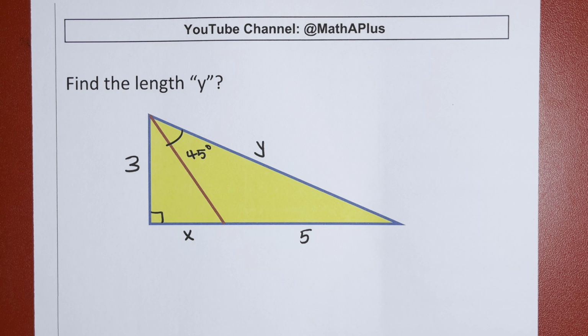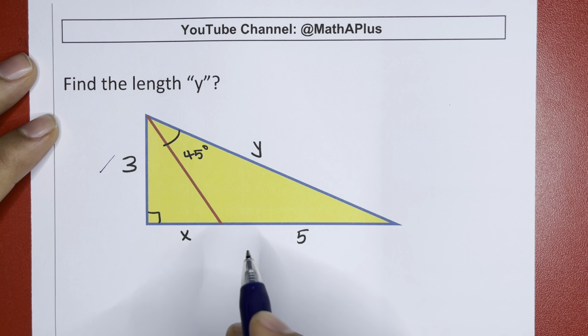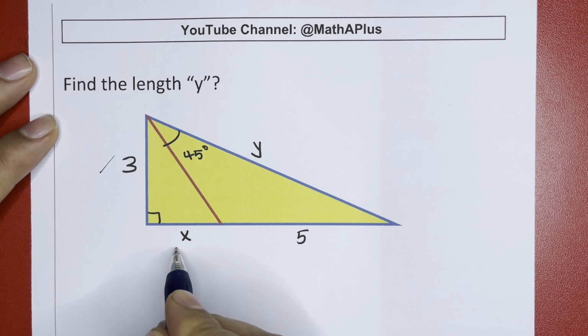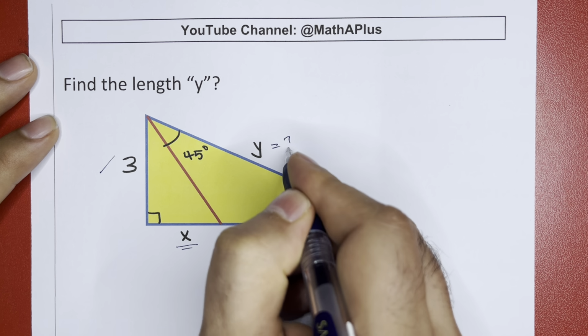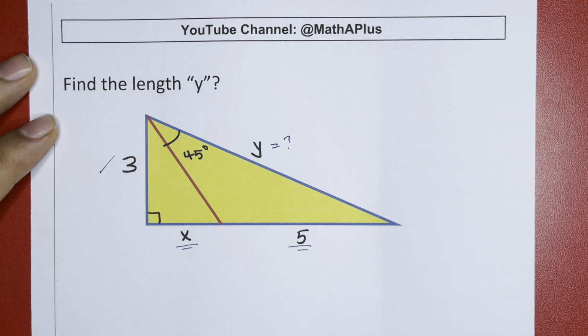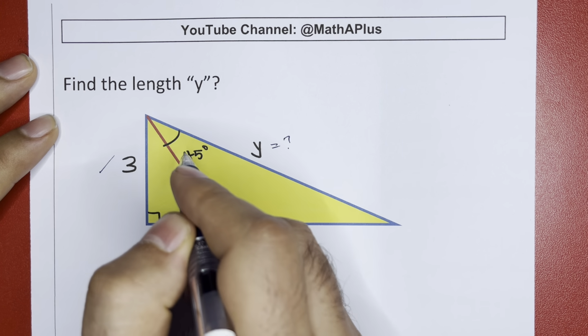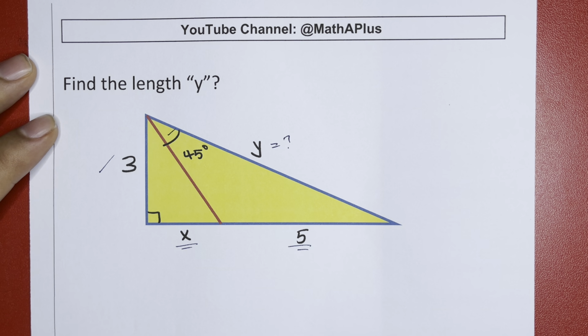Now let's take a look at this problem. We have a right angle triangle, as you can see, this yellow triangle, and one side is 3 here. The other side is 5 plus x. So this one is x, this one is 5. We are looking for this length y, the hypotenuse of this right angle triangle. By the way, this angle is also given as 45 degrees.